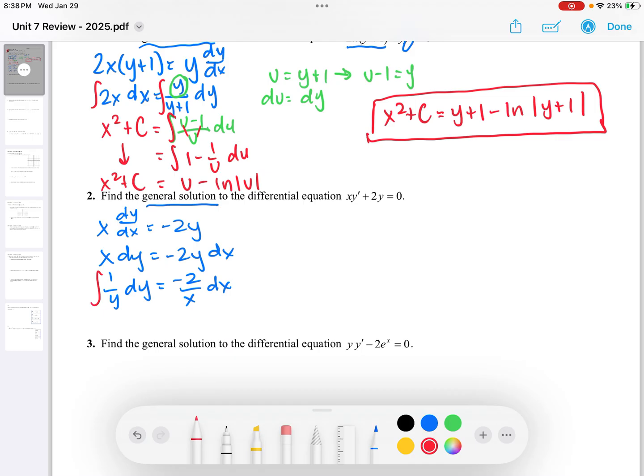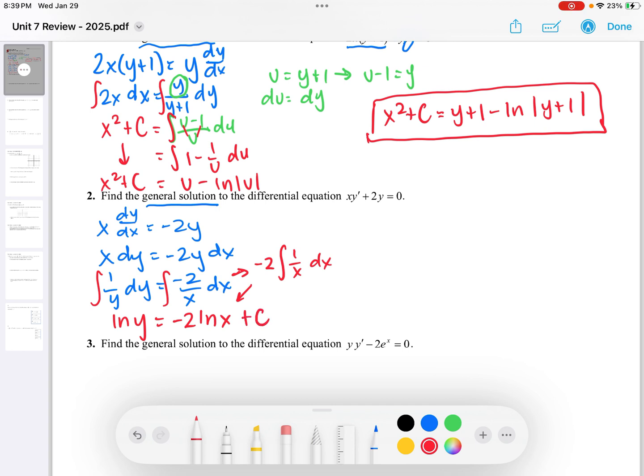And now I can integrate that, my variables are separated. So we're going to have the natural log of y equals, this I like to think about it as negative 2 integral of 1 over x dx, because constants can come outside of that integral. So that's going to be negative 2 natural log of x plus c.